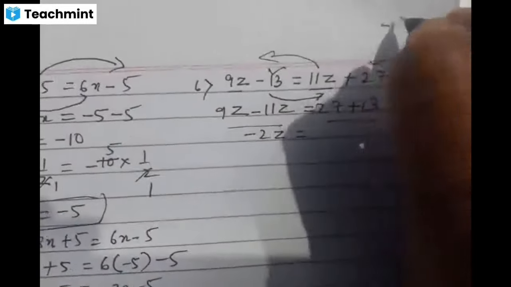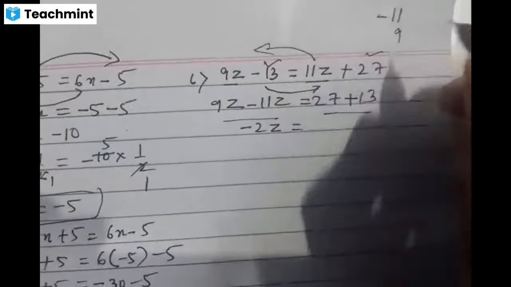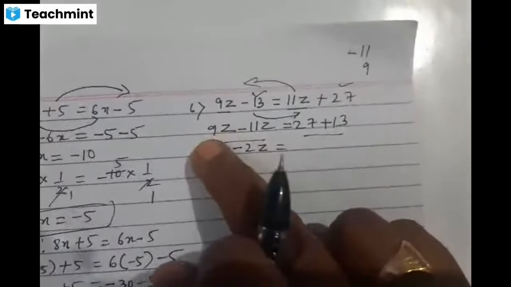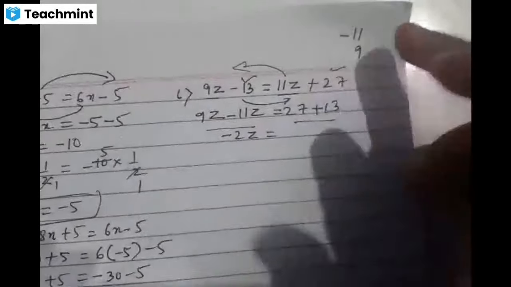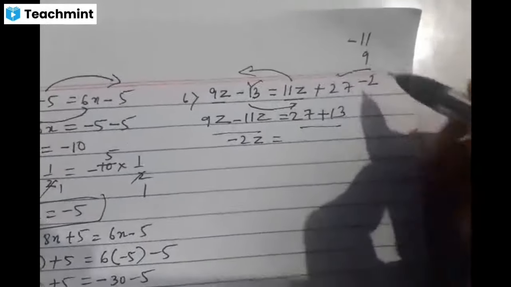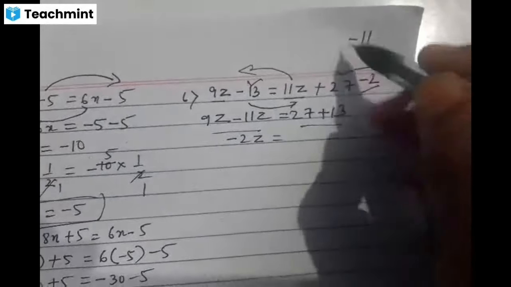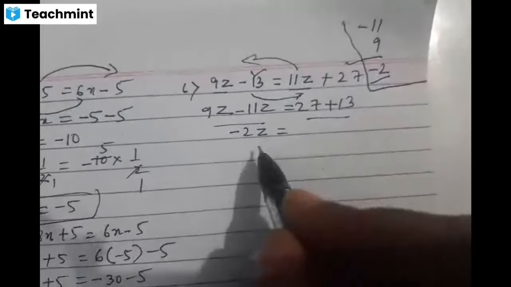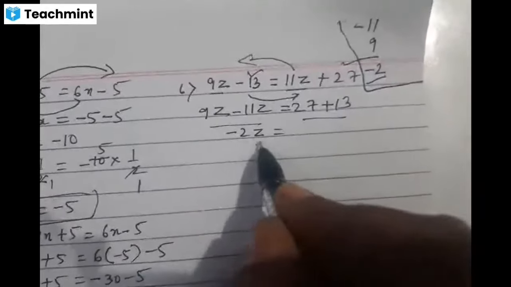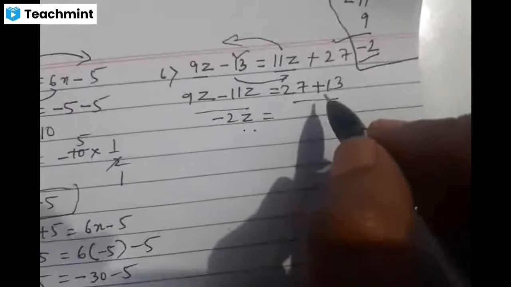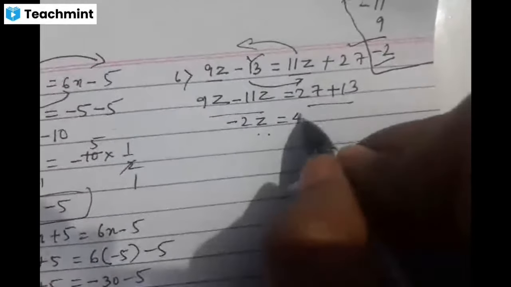You know how to subtract the integers? Because why are we subtracting here? One is having a minus sign, one is having a plus sign. So, minus 11 plus 9 is minus 2. The bigger number's sign is minus. So, minus 11 plus 9 is minus 2. So, minus 2z, I have to write the like term as it is. In the right hand side, 27 plus 13, which is 40.